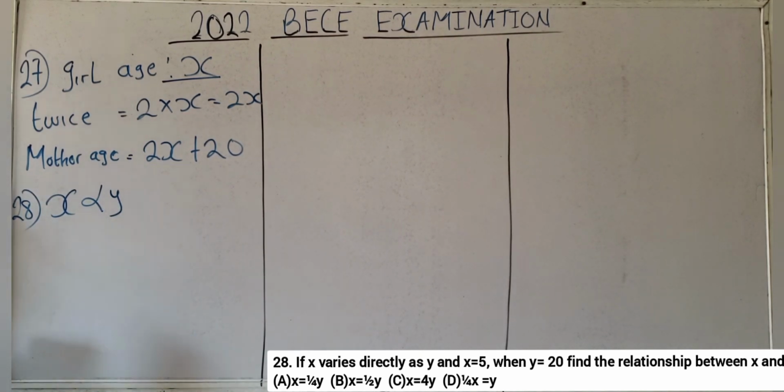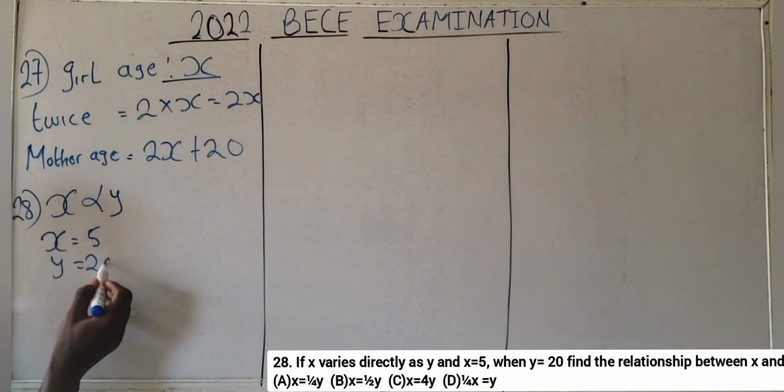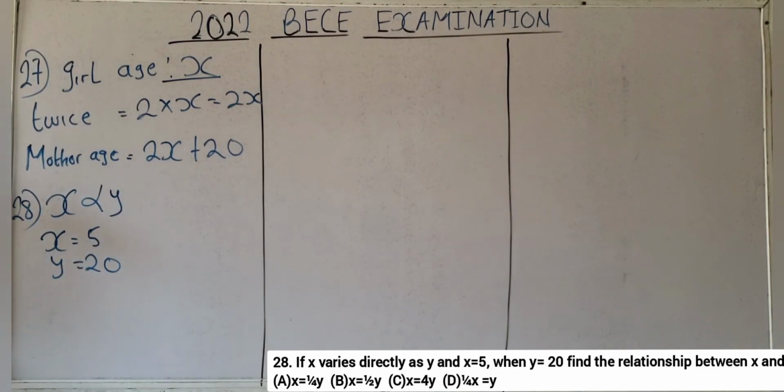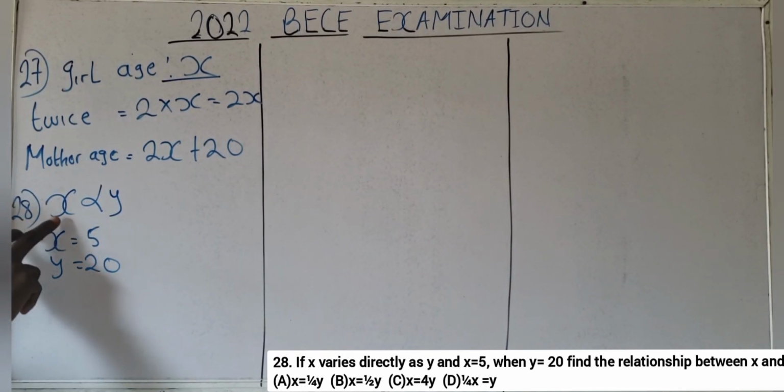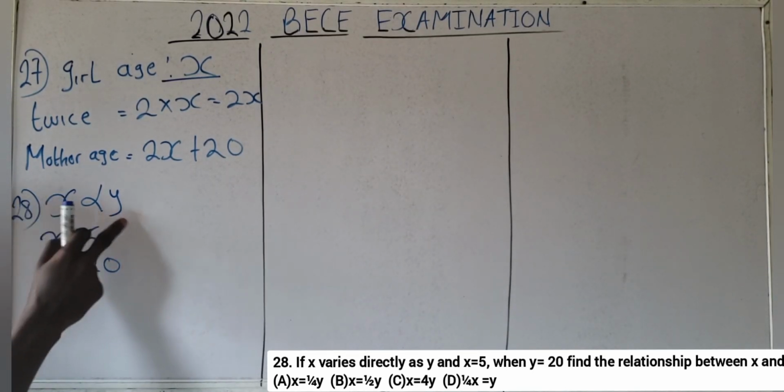X varies directly as y, and x is equal to 5 when y is equal to 20. Find the relationship between x and y. Now listen, in variation there is something called the proportionality constant. You understand? Variation deals with the degree of difference between two variables. In this type of variation, we are talking about two variables, which are x and y. So that means that x varies directly as y.